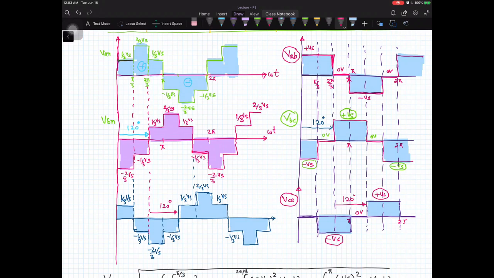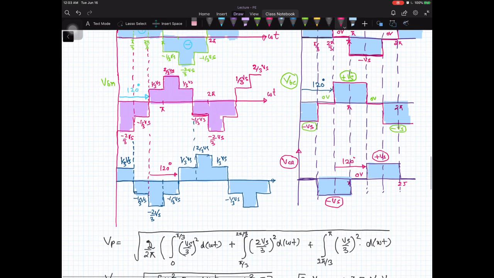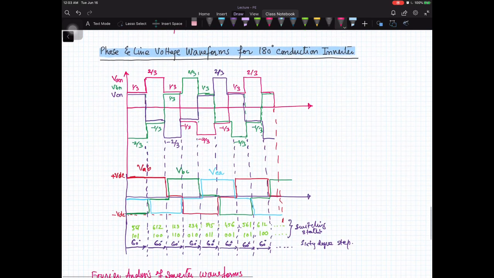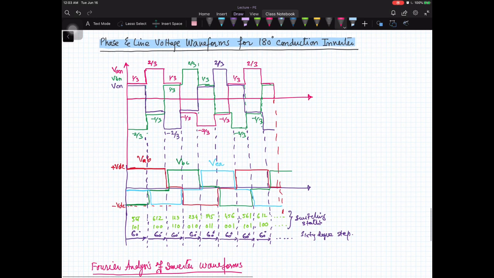In the last lecture, we discussed how we can draw the output voltage waveform for the three-phase 180 degree conduction inverter. Those waveforms you can see in this slide. If we plot them all together, the three-phase output voltage waveform will look like this.